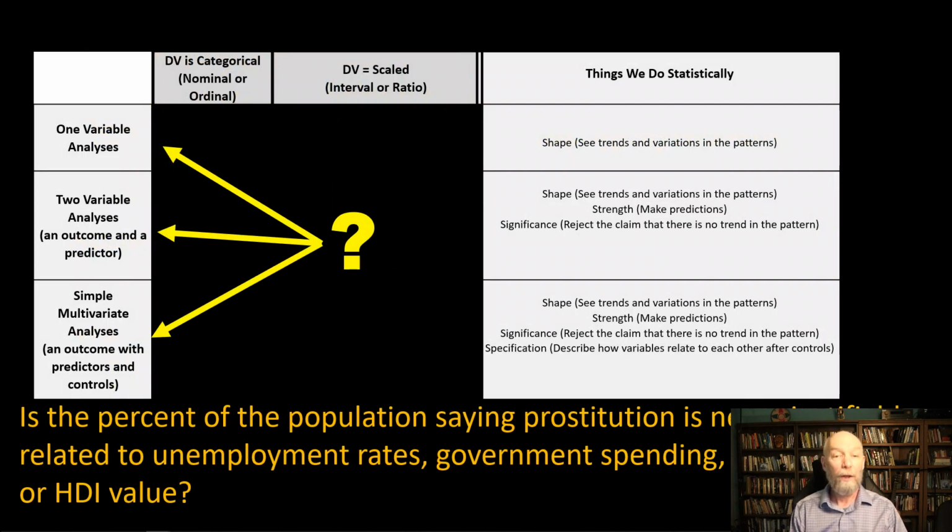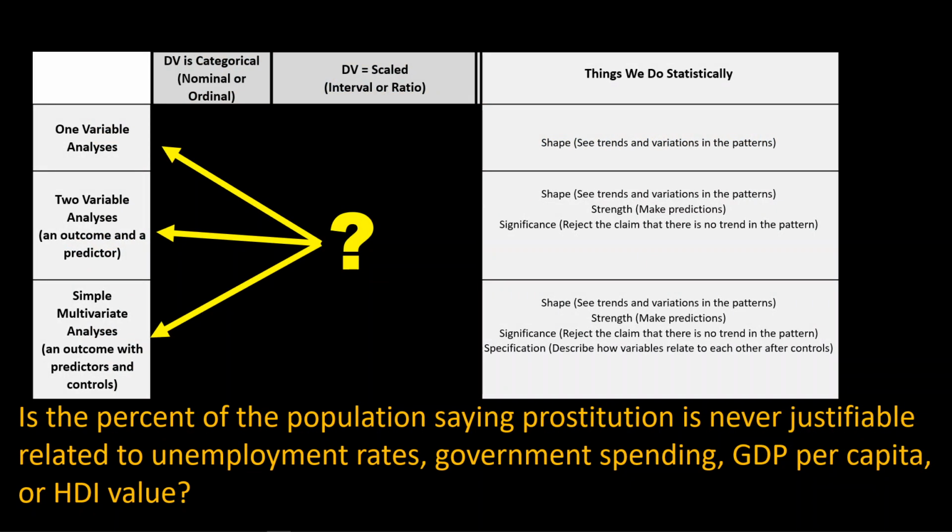Okay, so we ask ourselves, when we look at these particular variables, and there are 5 variables: percent of the population saying prostitution is never justifiable, unemployment rates, government spending, GDP per capita, and HDI values. These 5 variables, does the way the research question is stated indicate that we want to just run each of these independently and not relate them to each other?